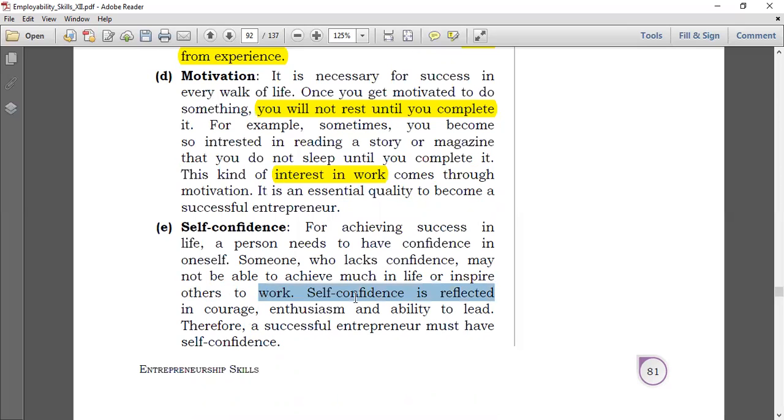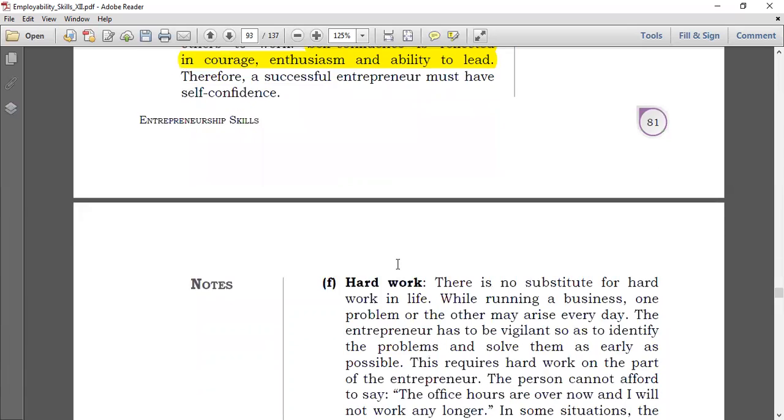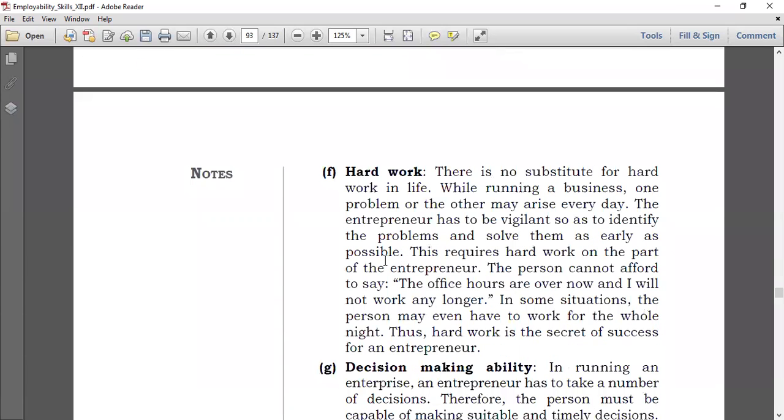Self confidence is reflected in courage, enthusiasm, and ability to lead. So when you have self-confidence, you will have courage also. You will be enthusiastic, and you'll be able to lead with your work, whatever you're doing.